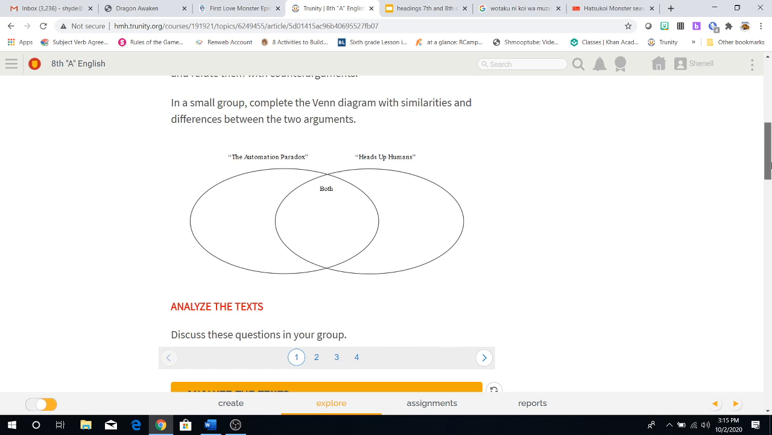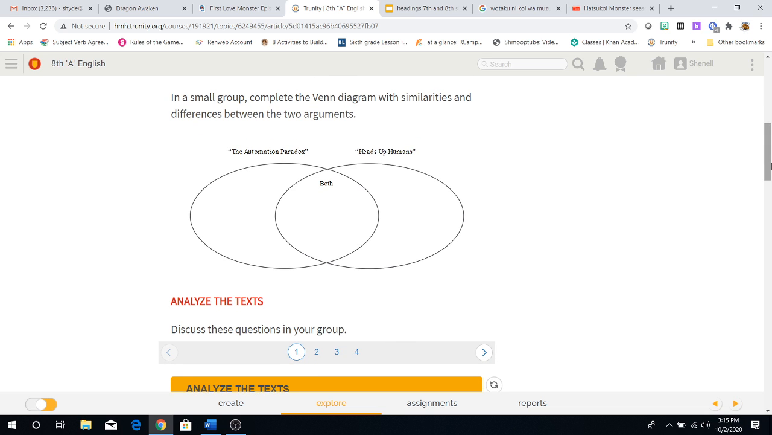So, in a small group, complete the Venn diagram with similarities and differences between the two arguments. Now, this is not going to be a group effort. This is actually going to be individual work. So you are not going to be working in a group. You're going to do this by yourselves.